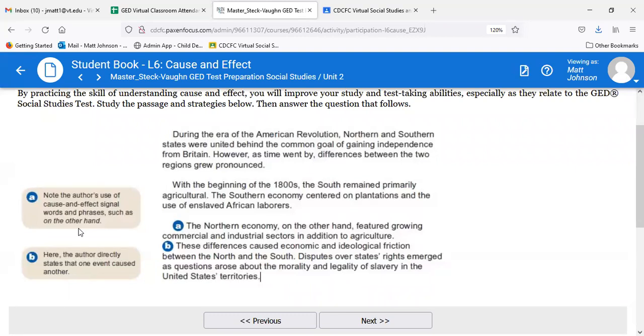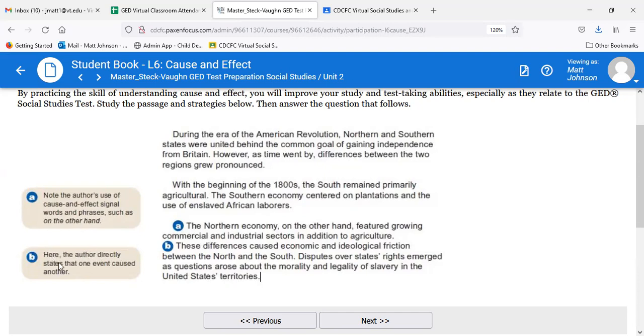With the beginning of the 1800s, the South remained primarily agricultural. The Southern economy centered on plantations and the use of enslaved African laborers. The Northern economy, on the other hand, featured growing commercial and industrial sectors in addition to agriculture. These differences caused economic and ideological friction between the North and the South. Disputes over states' rights emerged as questions arose about the morality and legality of slavery in the United States territory.